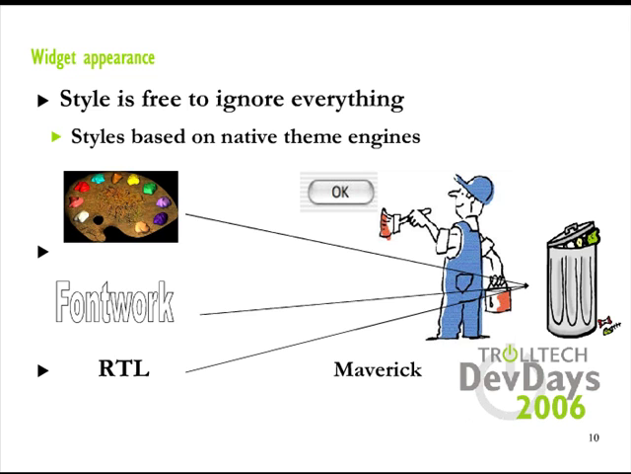Another important thing to note is that the style is free to ignore everything. Whatever information is passed to the style says, "Hey, I know better. This is how it should look." For example, if you look at the OK button there, even if you passed it red color, it doesn't care. And this is more to be compliant with the system style.